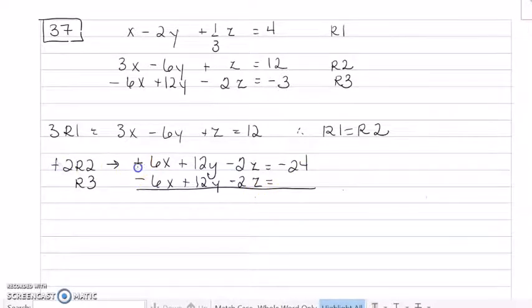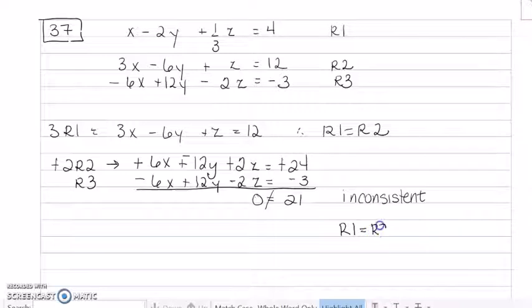If I were truly going to eliminate, I would want the signs to be opposites. And then from row 3, we had a negative 3. So here we have 0 is equal to 21. Because that's not true, that means we have an inconsistent system here, which means these two are parallel. Well, we already know that row 1 is equal to row 2. That's the same plane. So that would be parallel then to row 3.